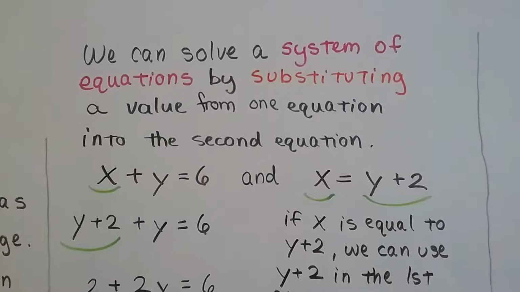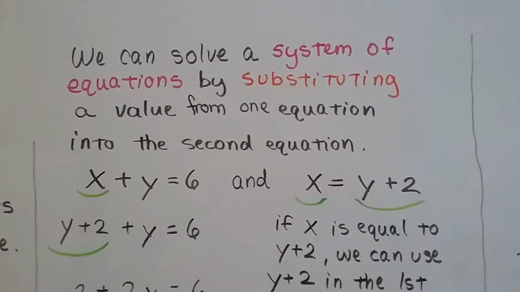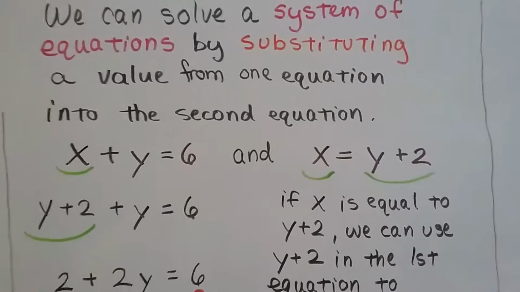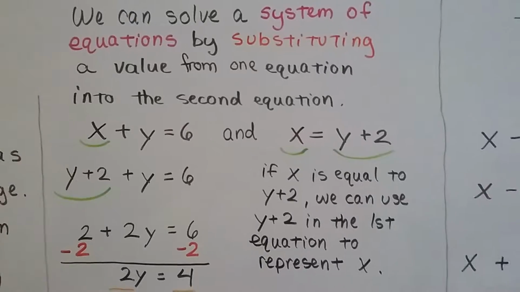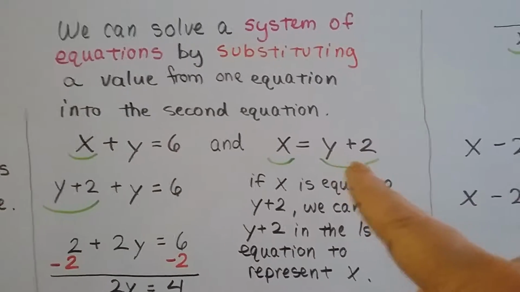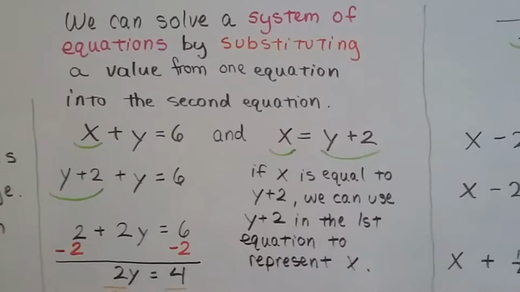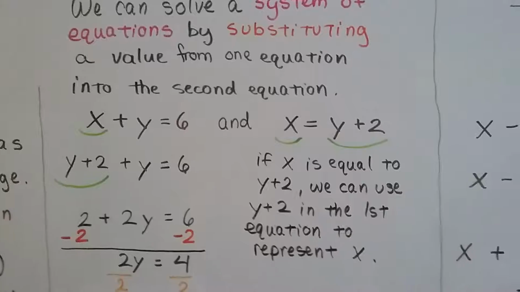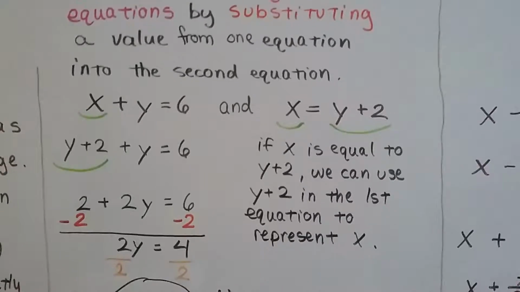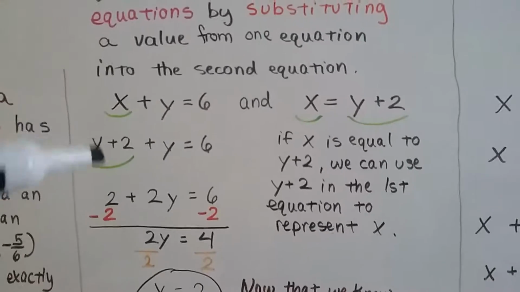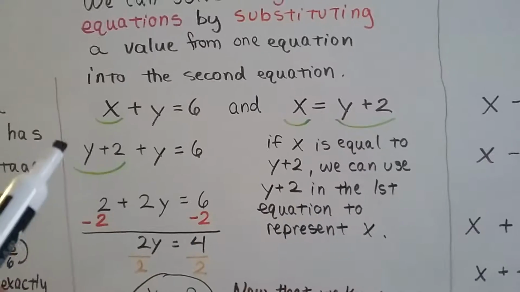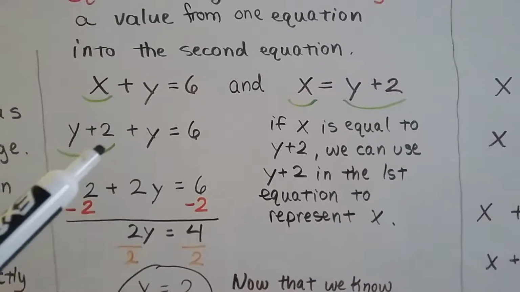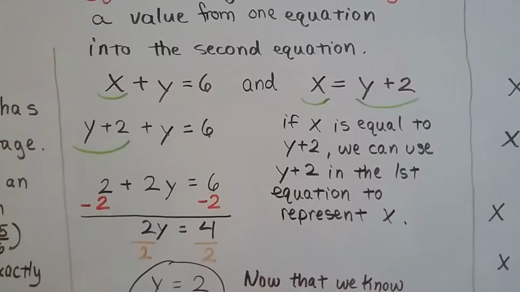If we have x plus y equals 6, and our other equation is x equals y plus 2, well, if x is equal to y plus 2 over here, then we'll just use y plus 2 as x. We'll plug it into this equation in place of the x because it says x is equal to that, right? So we can make it represent that. So instead of the x, we put the y plus 2 that this equation says it is. So now we've got y plus 2 plus y equals 6. Well, that means we've got 2 plus 2y equals 6.